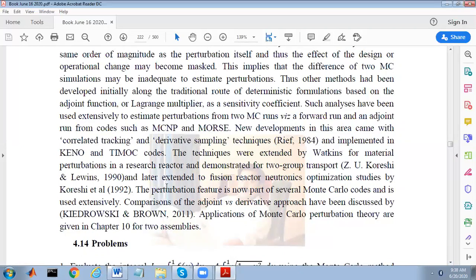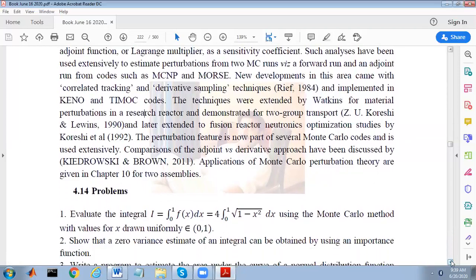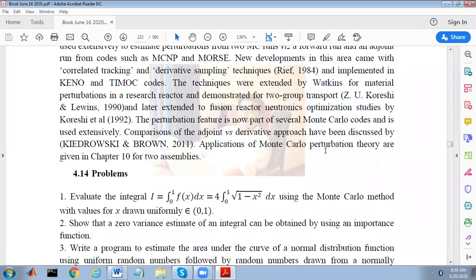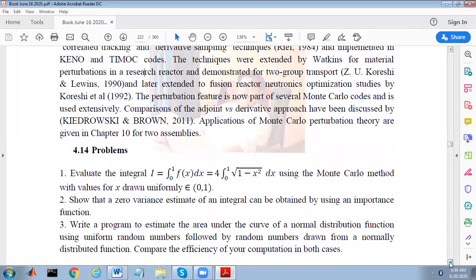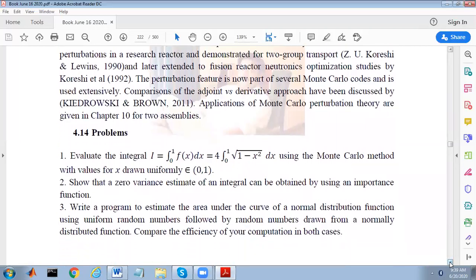So you can see that there's a paper by Kiedrowski and Brown, Los Alamos National Labs, which compares the adjoint approach with the derivative approach. It's a very good paper, 2011. And I give in this book applications of Monte Carlo perturbation theory in chapter 10, which is going to be the next lecture. So I'll stop over here, leave you with some problems, which every student should do.